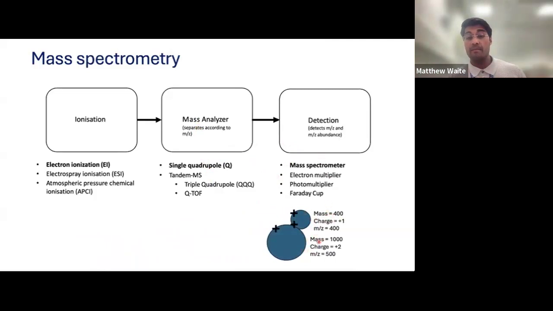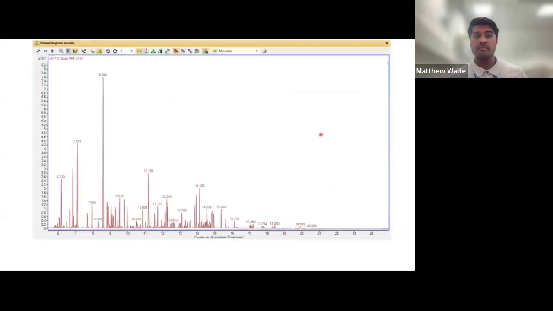I should also say that this is a bit fictitious because usually in GCMS, the charge is often 1. But this is really just for illustration purposes to hopefully show you how you ionize the molecules. The mass analyzer separates out those molecules of different mass charge ratios, and they're then detected by the mass spectrometer. And this is what you get if your experiment works, which for me it didn't to begin with.